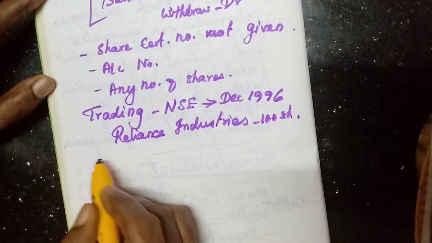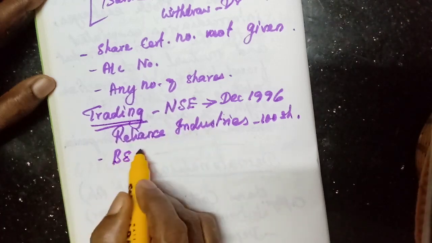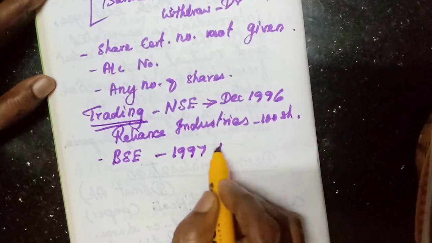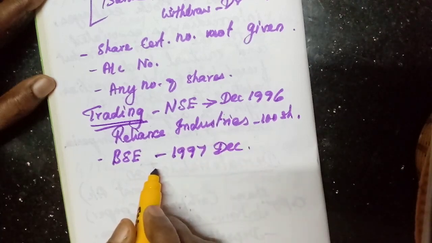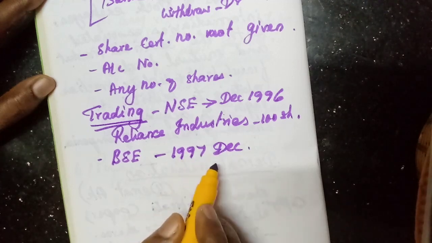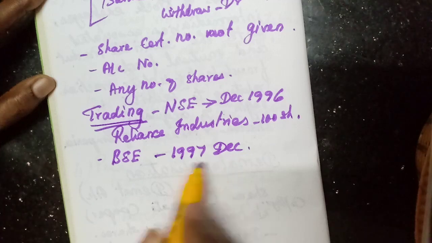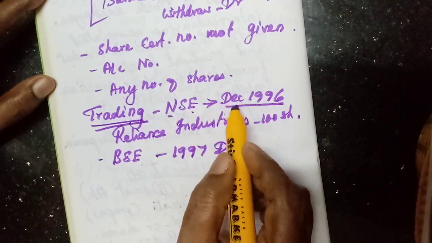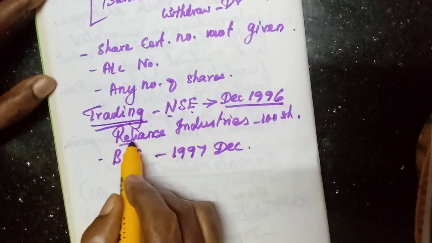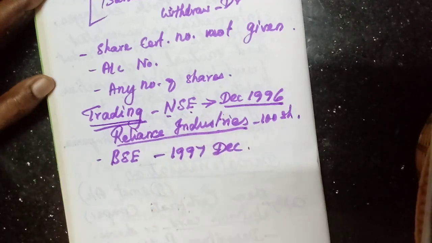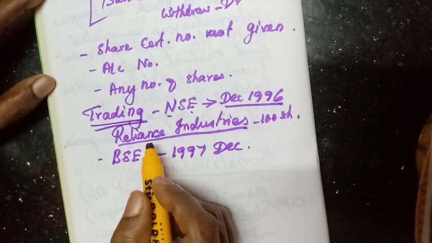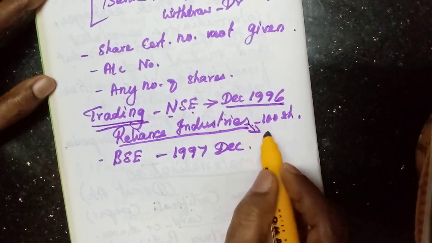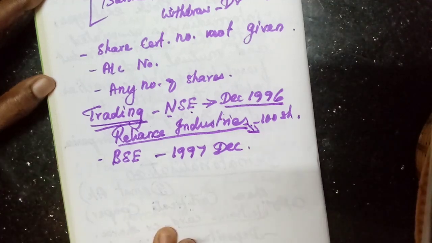Then the Bombay Stock Exchange commenced the dematerialization of shares in the year 1997, next year only, after 1 year, in December 1997. They may ask for one word. The National Stock Exchange started its dematerialization account in December 1996. Who bought the shares? Reliance Industries. This company sold its 100 shares to some people.